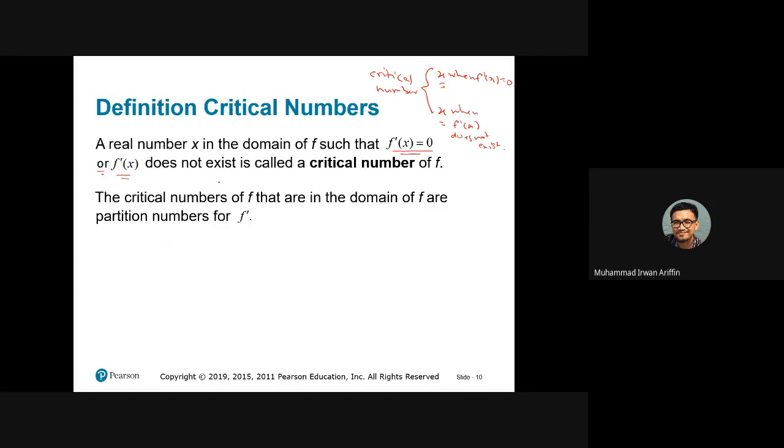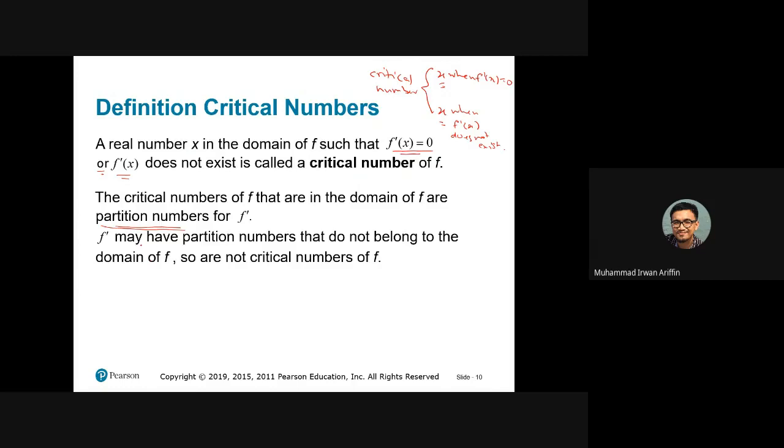Now, the critical numbers of f that are in the domain of f are partition numbers. If you remember, what are the partition numbers? They are the values of x that separate the graph or the function into increasing and decreasing, where the sign chart changes sign, from positive to negative or from negative to positive. That's why they are called partition numbers, because they partition the graph or the function. F prime, the slope, may have partition numbers that do not belong to the domain of f, so they are not critical numbers of f.